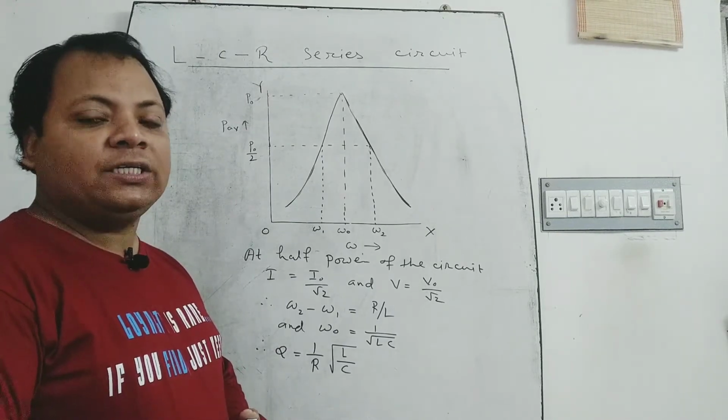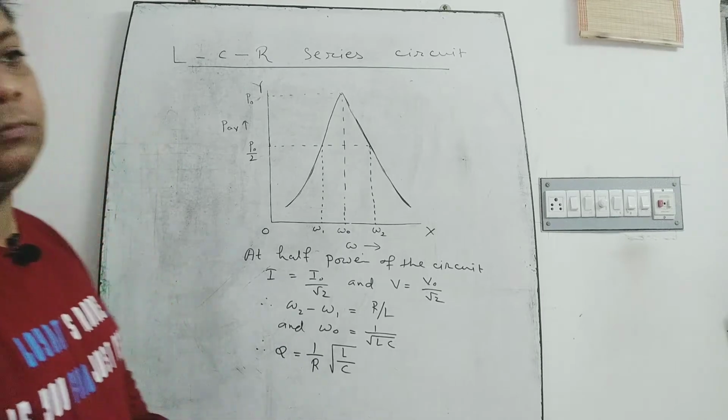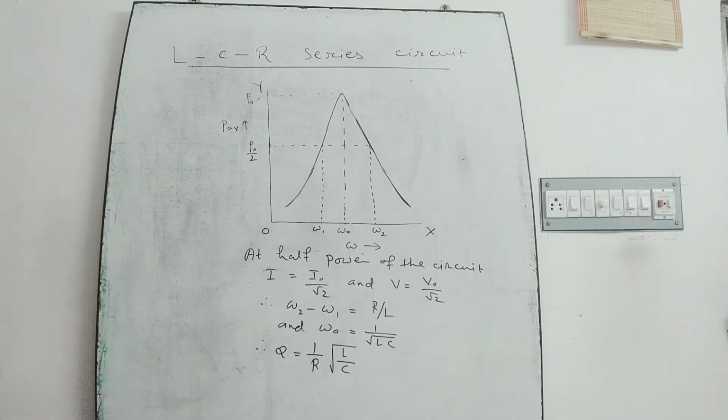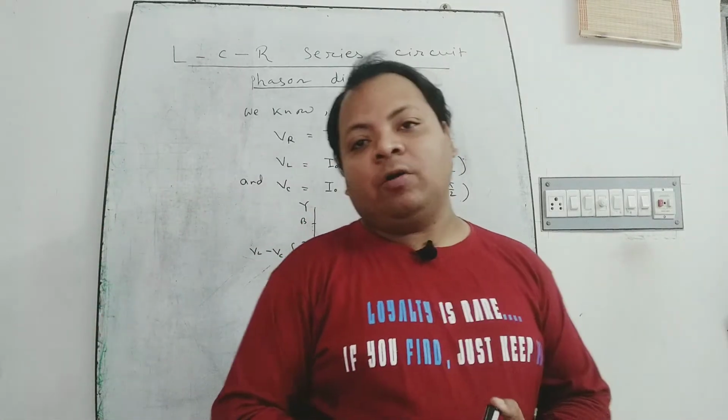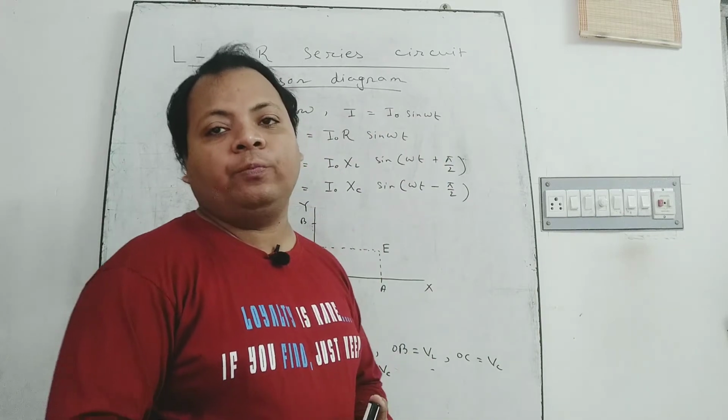Now I am going to discuss the phasor diagram of the LCR series circuit. At resonance, we know that I is equal to I0 sin omega t. This is the equation of current. The power dissipated by the circuit is maximum. That's why the LCR series circuit is known as an acceptor circuit. VR is equal to I0 R sin omega t, that is, current and VR are in the same phase.